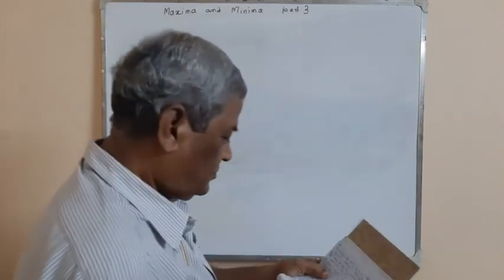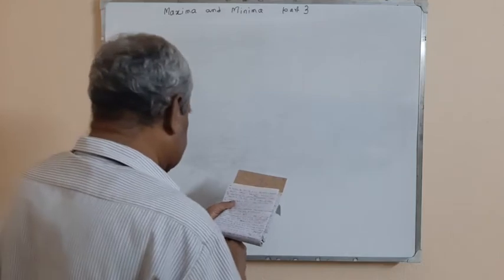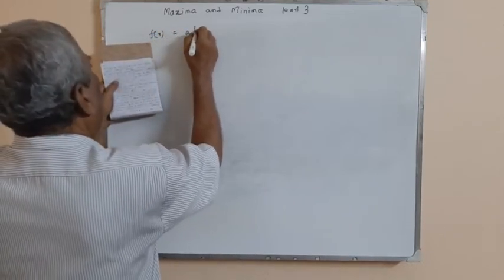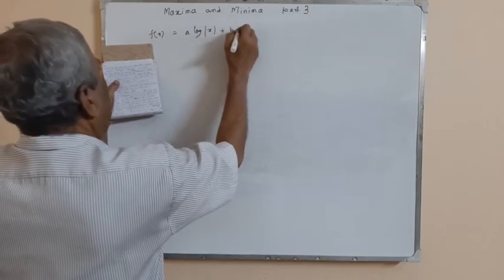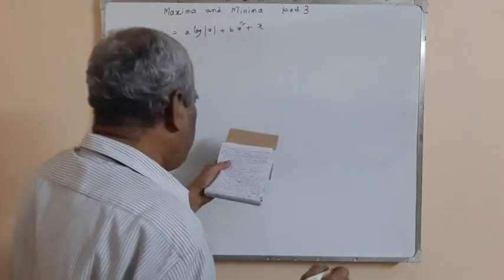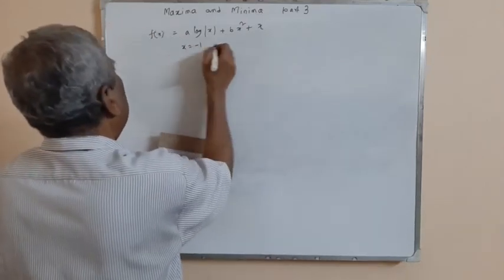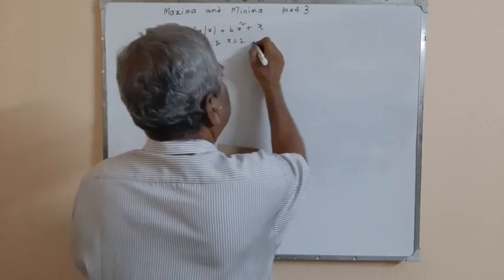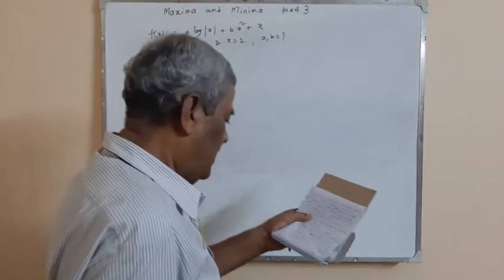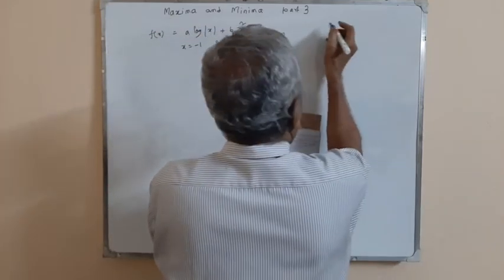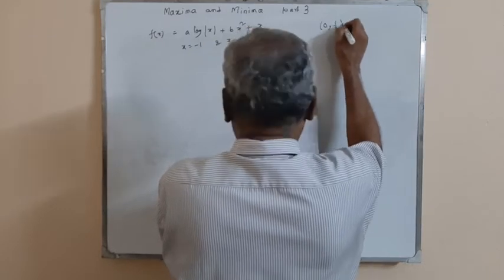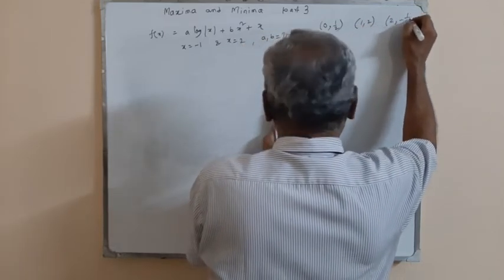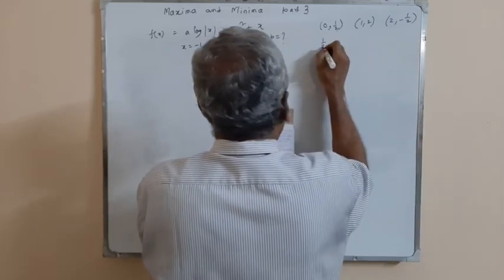Next. If f(x) is equal to a log of mod x plus bx square plus x has extreme values at x is equal to minus 1 and x is equal to 2, then a and b are: options 0, half; a is 0, b is half; 1, 2; 2, minus half; and half, 2.